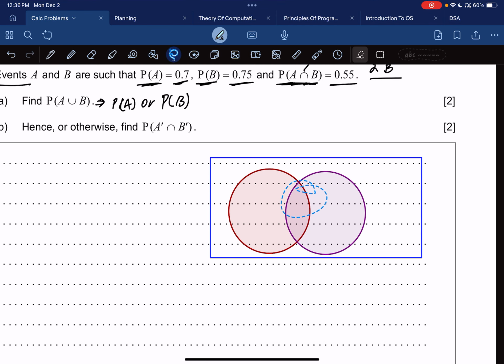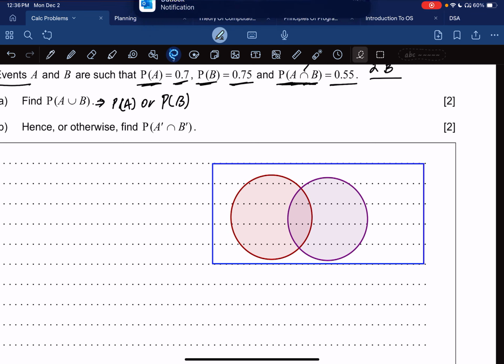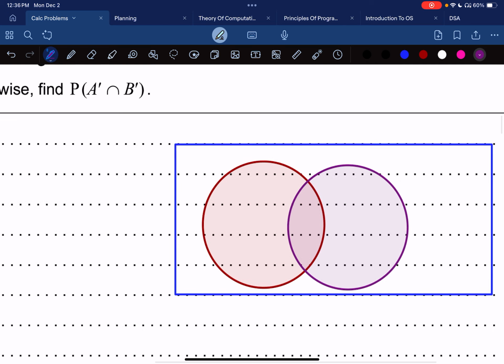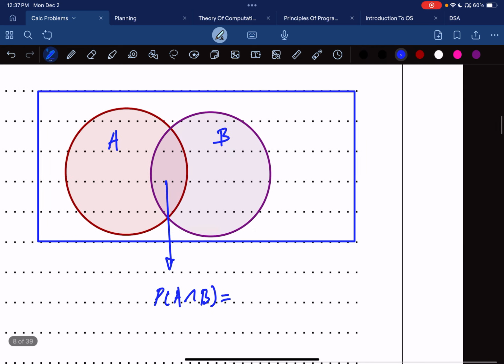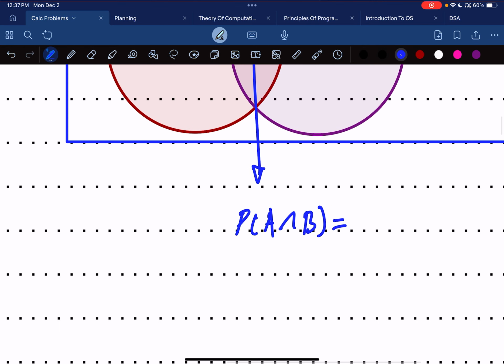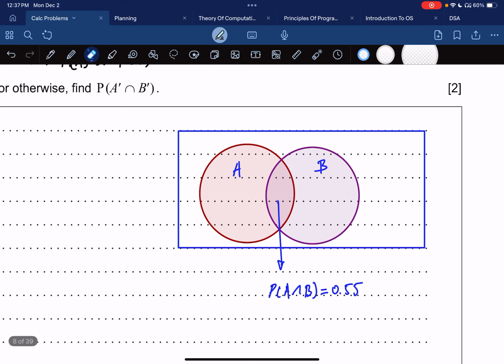With those two events happening, I have something here in the middle. So I have A and I have B, and in the middle, I have the intersection between A and B. So this is what the P of A intersects B is. This was given as 0.5.